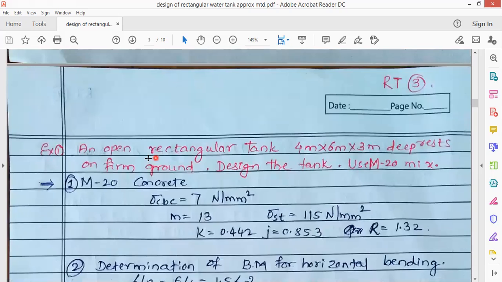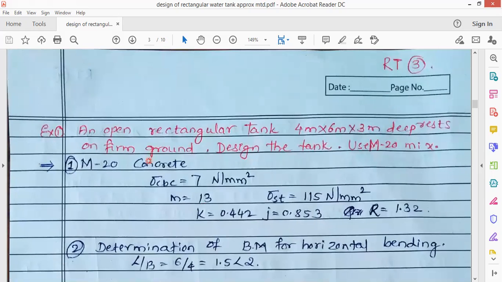So now we will take up an example. Example 1: an open rectangular tank of dimensions 4 meter width and 6 meter length, and depth 3 meters, rests on firm ground. So we need to design the water tank using M20 grade of concrete and, let's say, Fe 415 steel.